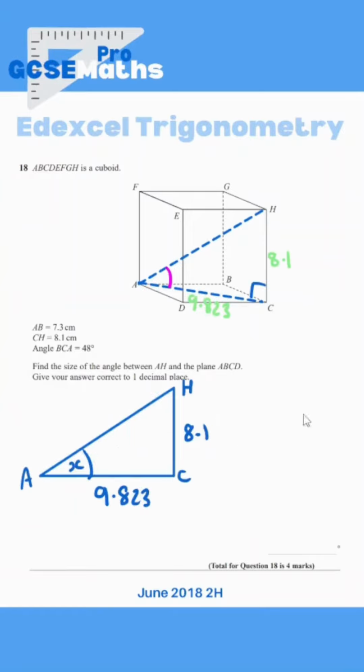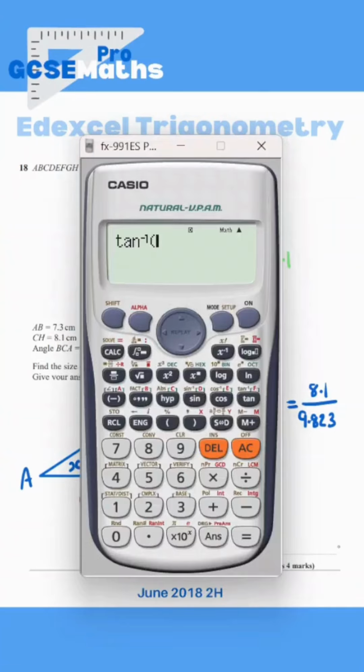So using trig again, labeling the sides, I've got the opposite and the adjacent now, which means tan. Tan is opposite divided by the adjacent. When I type this into my calculator, instead of writing 9.823, I'm going to use my answer button to copy all of the decimals from the previous answer. To find an angle, I need to use tan inverse and then answer so I don't lose any of the decimals. So my final answer is 39.5 to 1 decimal place.